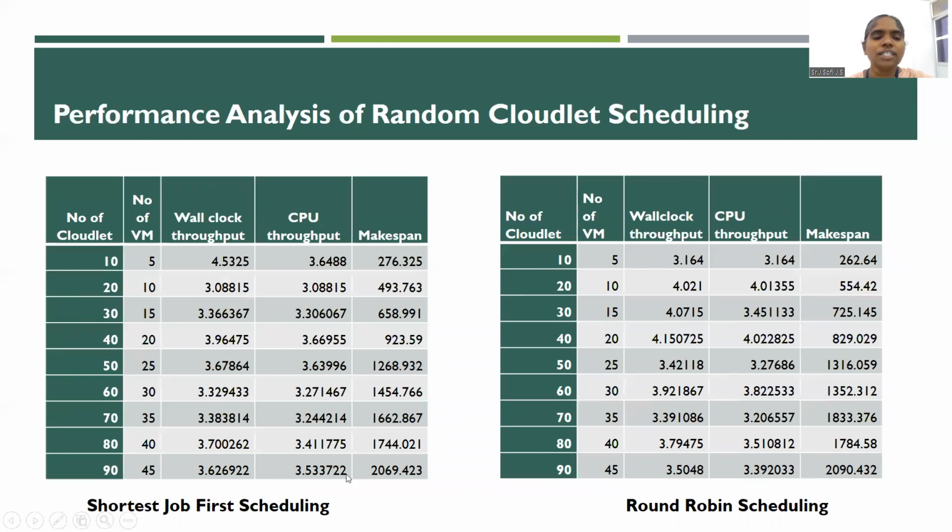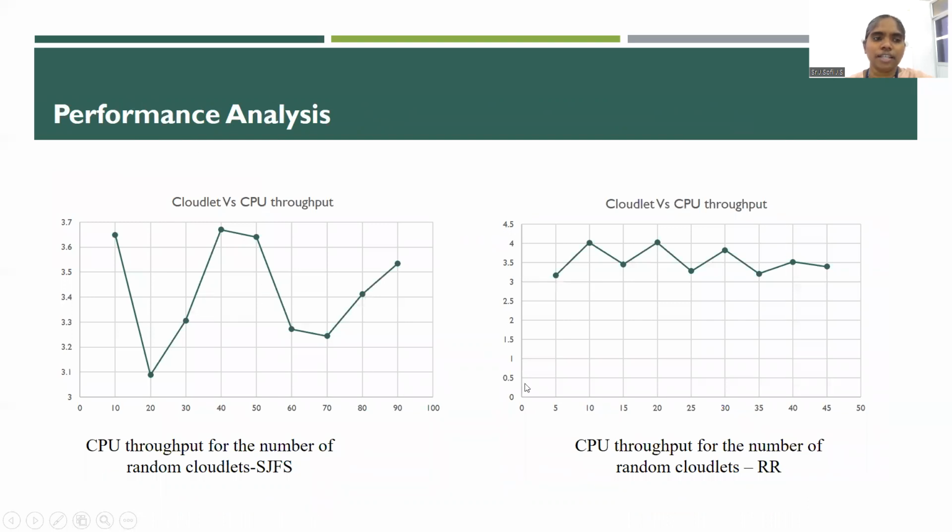Okay, so here I have tested the performance using shortest job first scheduling and round robin scheduling. Since round robin scheduling is the default algorithm used to schedule the workload before submitting to the virtual machine for processing. So here, this is the performance I have got. I have checked the wall clock throughput, CPU throughput, and makespan. Makespan is the completion time. So this is the result I got.